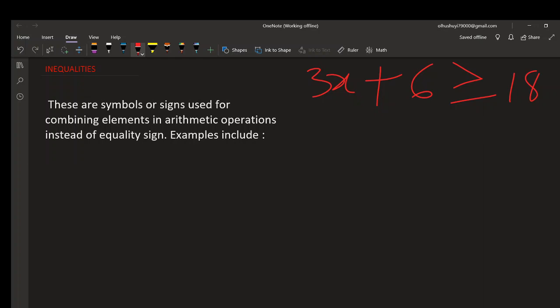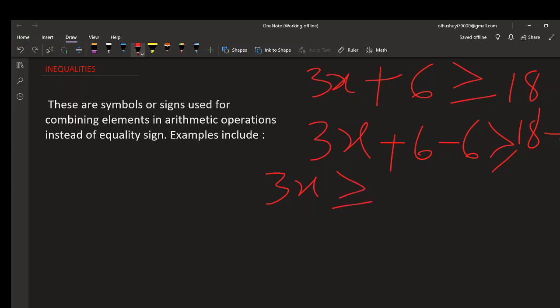So note that, please. Here we have the 3x. You collect like terms. By collection of like terms, you have plus 6 minus 6 be greater or equal to 18 minus 6. So what do we have? We have 3x will be greater or equal to 12. This and this are gone. So dividing through by 3, you are going to be having x will be greater or equal to 4.